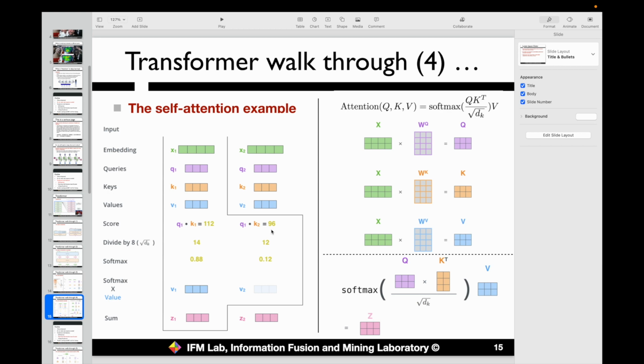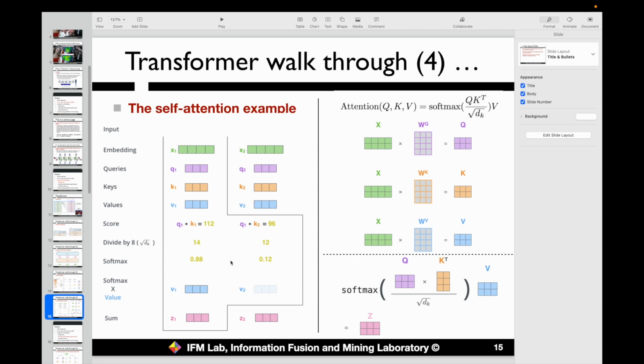And then furthermore, besides the score we defined here, we also rescale the scores by dividing them by the square root of the dimension of the QKV vectors. Let's assume the dimension of this vector is 64, so the square root is 8. Then we divide 112 by 8, and the result will be 14. Similarly for this one, 96 divided by 8 is equal to 12, as shown here.